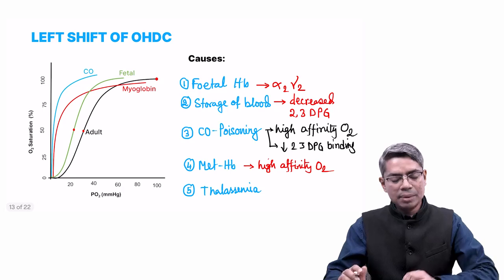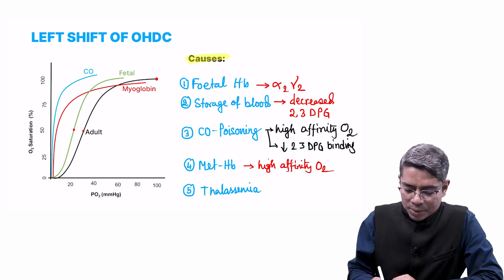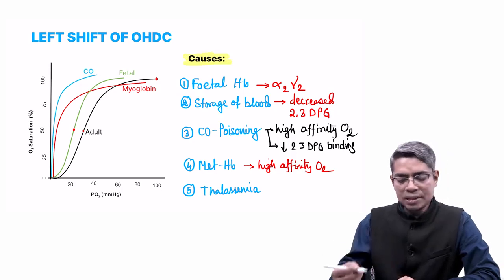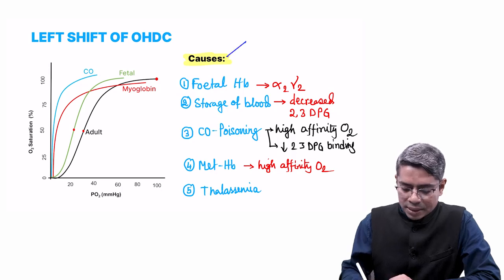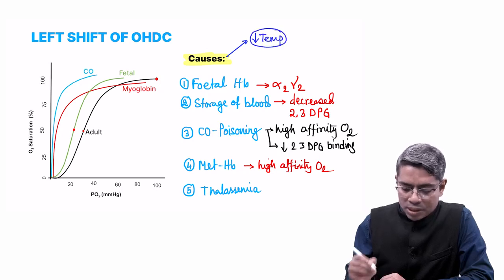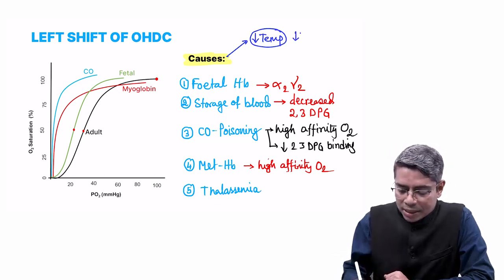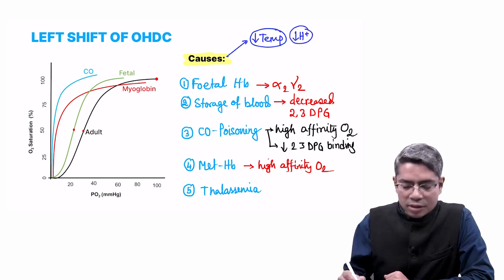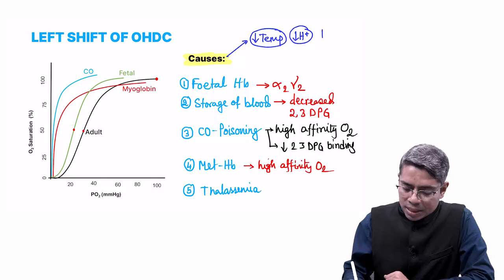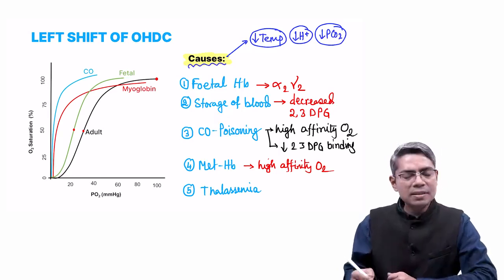Now we are coming to the left shifting of the curve. If I ask you what the causes of the left shifting of the curve are, you can easily tell me some of them, because we have already seen that if there is increased temperature, there will be right shifting. So if there is a decrease in temperature, hypothermia, obviously there will be left shifting of the curve. If there is decreased H plus ion or alkalosis, then also there will be left shifting. Or if there is decreased carbon dioxide in the arterial blood, hypocapnia, then also there will be left shifting of the curve. That is easy to understand.